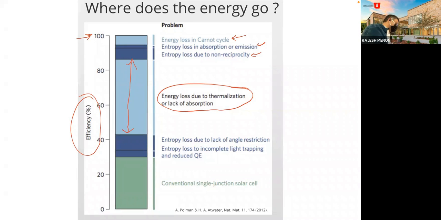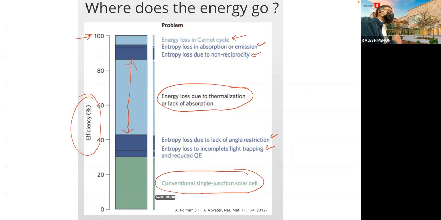Now, you also have other things like entropy loss due to angle restriction. I'm going to skip those, not terribly important. Reduced QE because of incomplete light trapping. We talked briefly about that, a small effect. And we end up with the conventional single junction solar cell. This is the best one can hope to do with a single photovoltaic, a single semiconductor band gap. About 30%, something like 31%. This is a theoretical limit. Now, of course, you can go a little bit higher with concentration and all that, but not a lot.